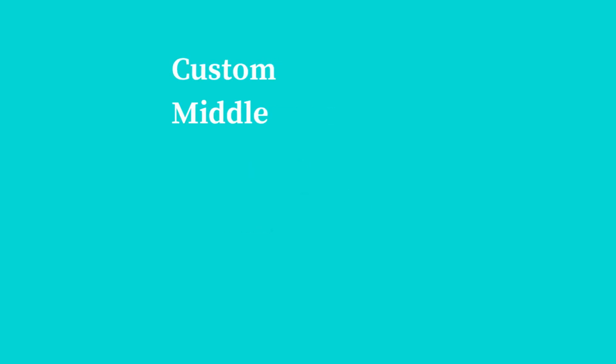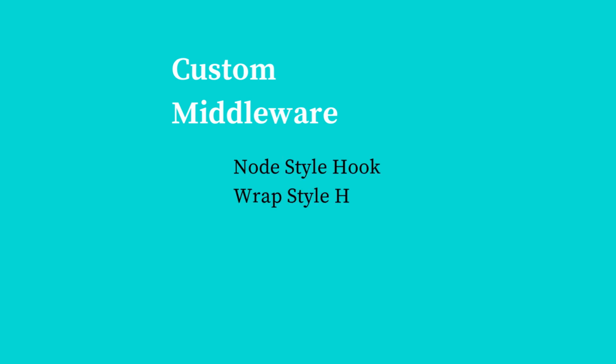Now custom middleware. While pre-built middleware solves many common problems, there are situations where you need custom behavior. In such cases, LangChain allows you to build your own middleware using hooks. Hooks are functions that run at a specific point during the agent execution lifecycle. LangChain supports two types of hooks: node style hooks and wrap style hooks. I have provided a documentation link in the description below. You can read it.